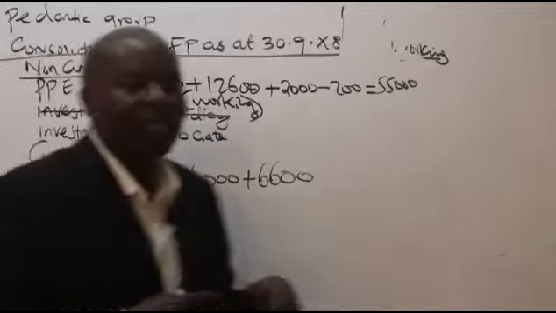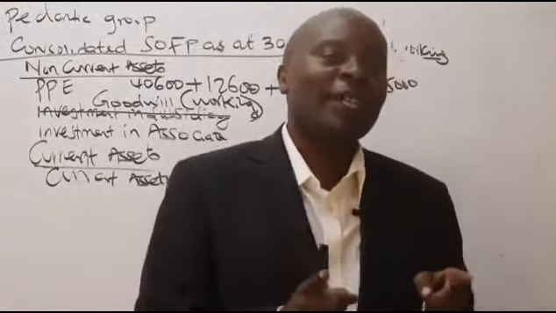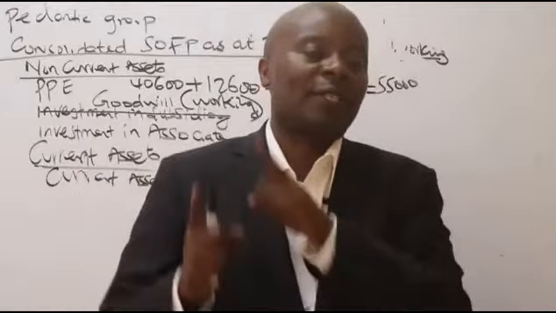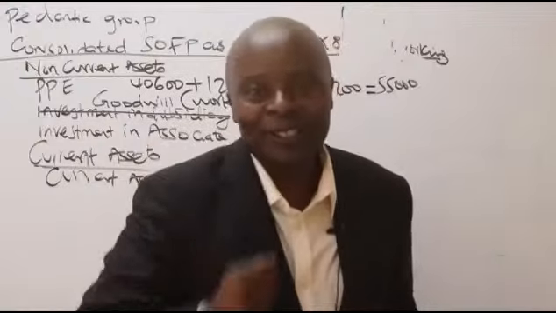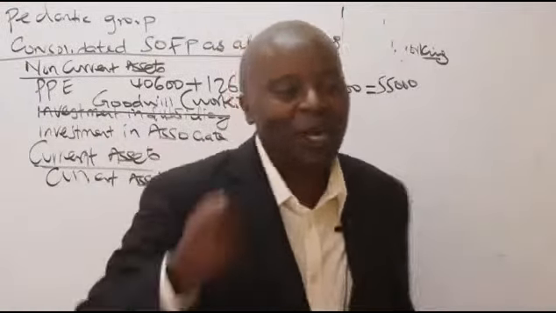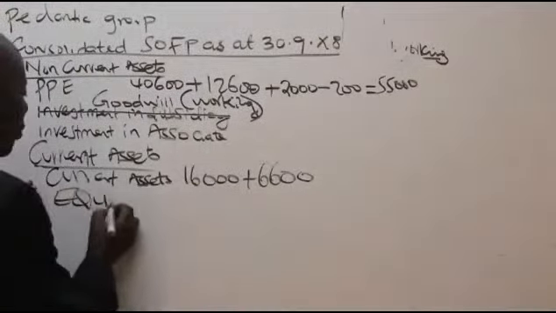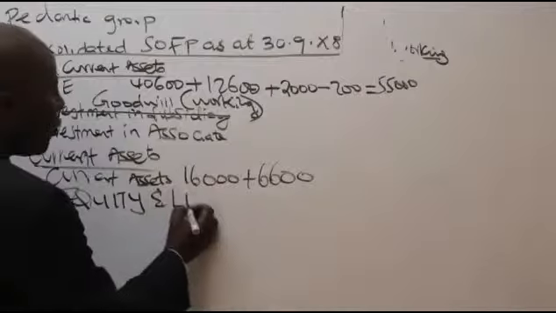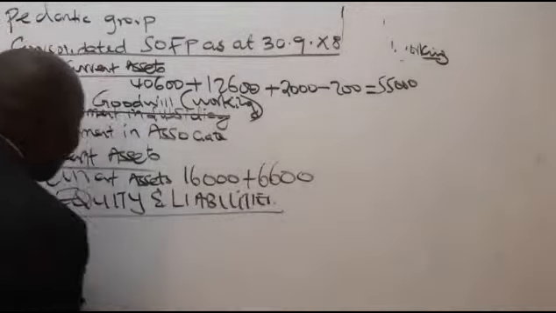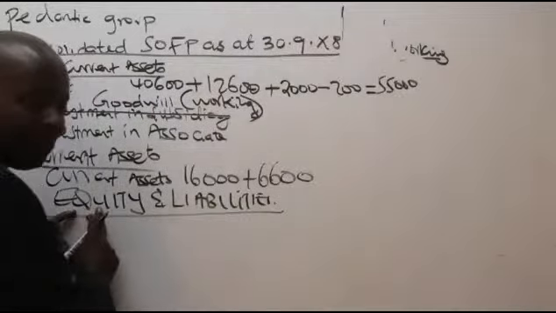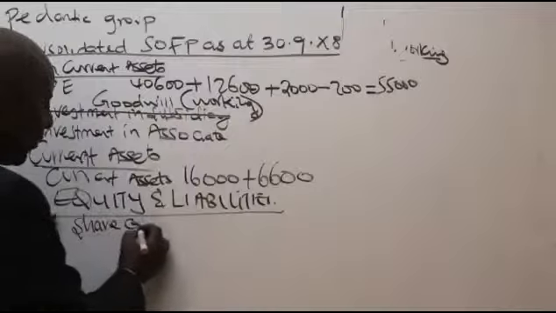Then as an accountant, I need to look beyond those assets and ask myself, how have these assets been financed? How do we finance our assets? Through owner's capital, through liabilities. So now I'll come to this other section and mention here equity and liabilities. And the equity and liabilities, we normally start with the equity, remember. And the famous equity component we start with is what we call share capital.